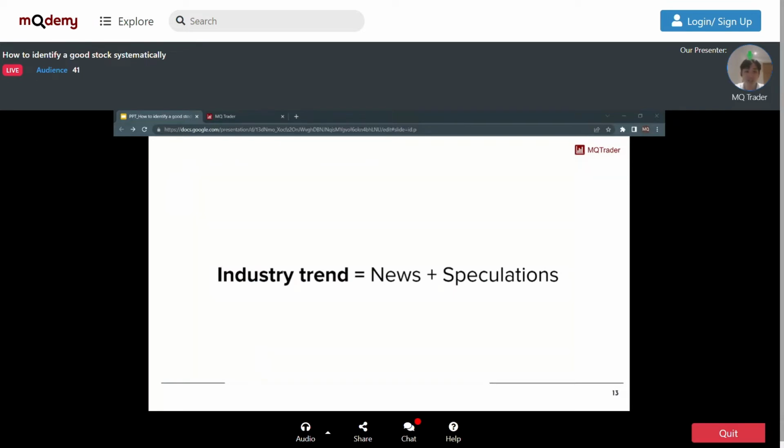Actually, industry trend is the news circulating around an industry or the speculation that something might be happening inside the industry. Now, is industry trend important? Yes, it is important because industry trend is one of the major factors that will affect a stock price. Because the common logic, I repeat, common logic only, is that if a company has good news, the stock price will go up. If bad news means the stock price will go down.